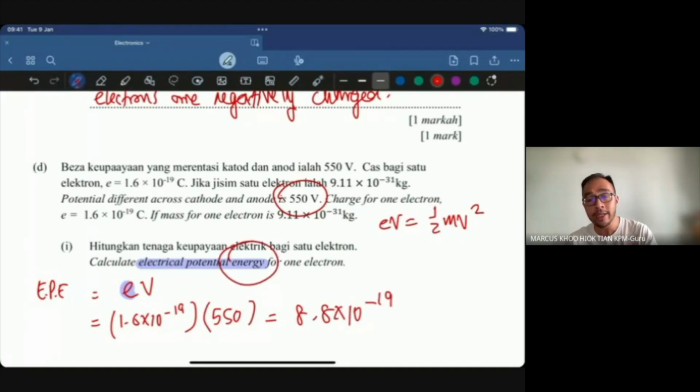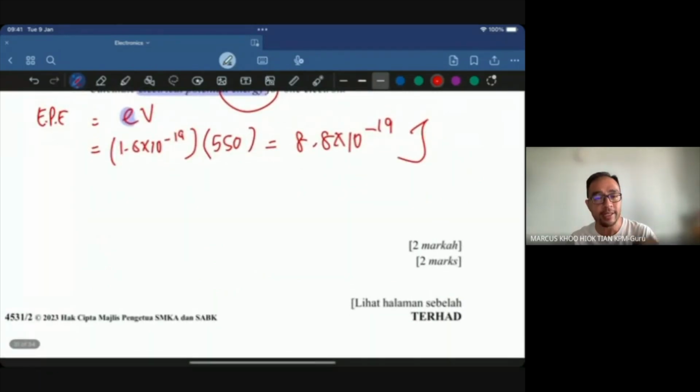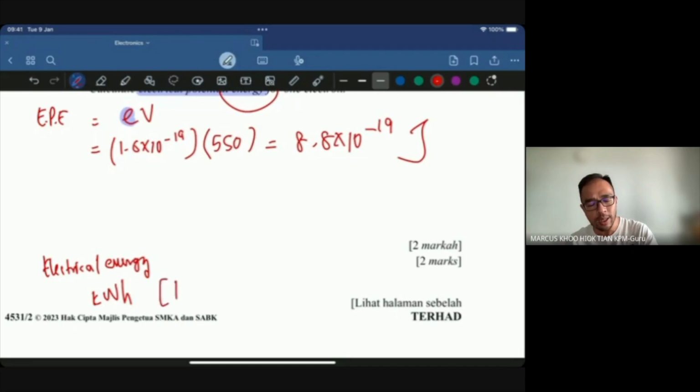The unit for all energy, everybody, is joule. The only time where the unit for energy is slightly different is in electricity, which is kilowatt hour. This is electrical energy. And this one, we use kilowatt hour just to calculate cost only.